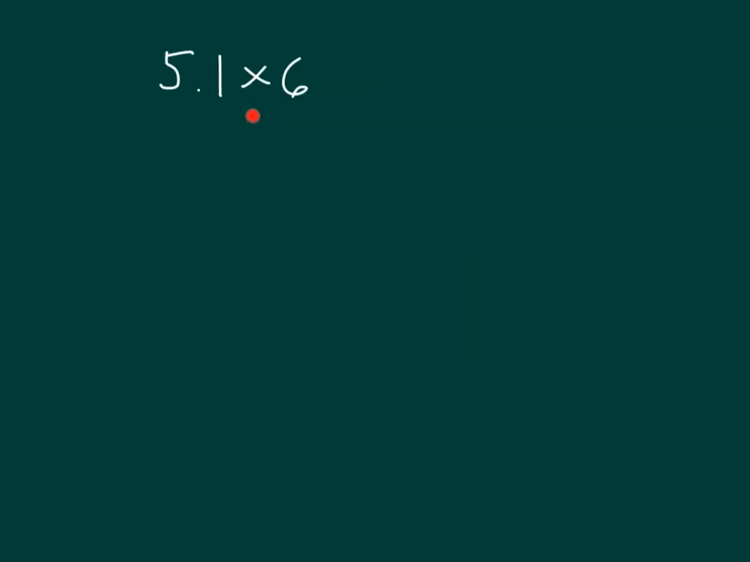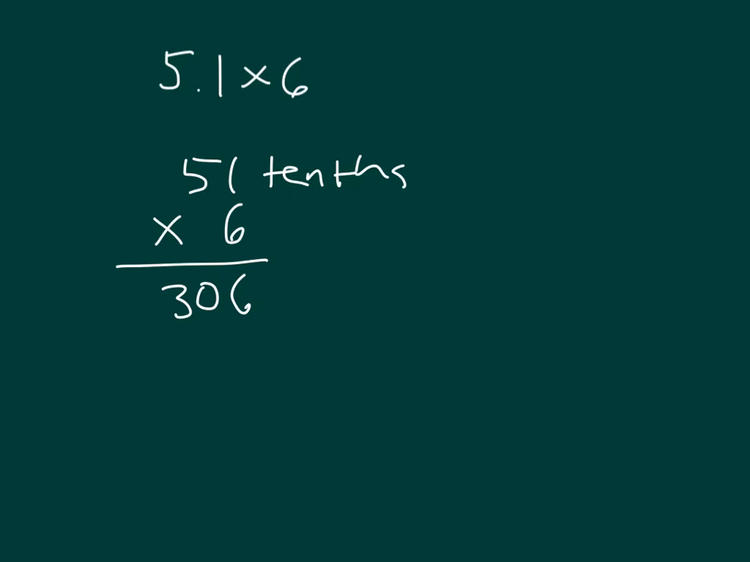Here we have 5 and 1 tenth times 6. What is the smallest unit in 5 and 1 tenth? Right, tenths. How many tenths are in this number? Right, 51 tenths. Let's multiply this by converting it to tenths. And we're multiplying by 6 then. 6 times 1 is 6. 6 times 5 is 30. So I have 306 tenths, which I can write in standard form as 30.6.